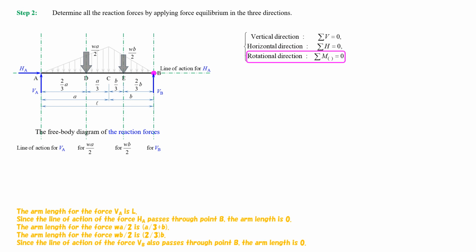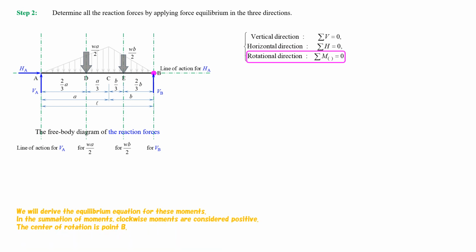The arm length for the force W multiplied by A divided by 2 is A divided by 3 plus B. The arm length for the force W multiplied by B divided by 2 is 2/3 multiplied by B. Since the line of action of the force VB also passes through point B, the arm length is 0. We will derive the equilibrium equation for these moments.